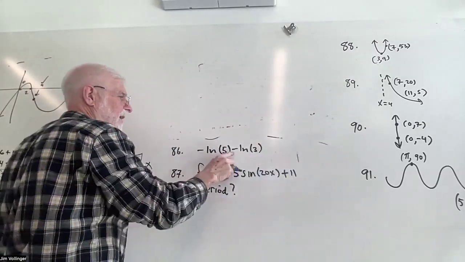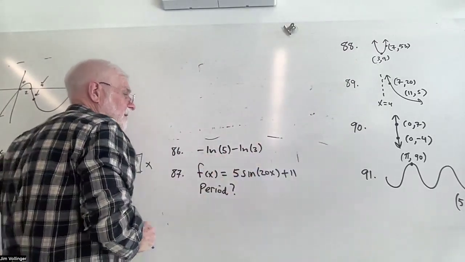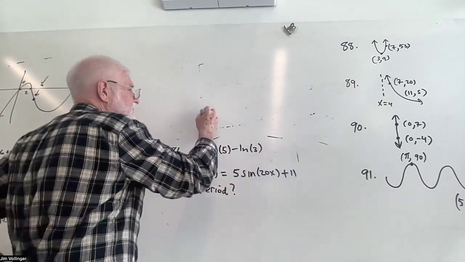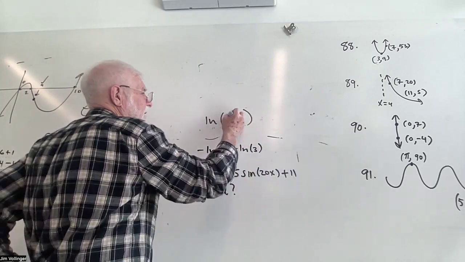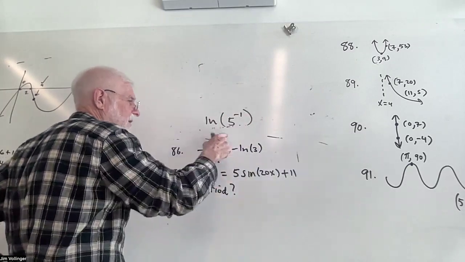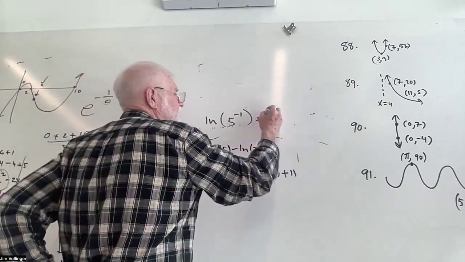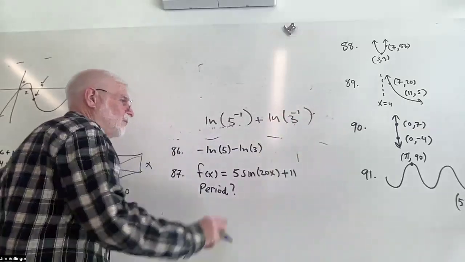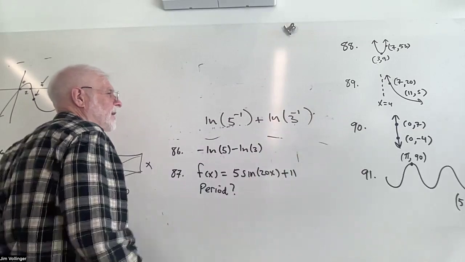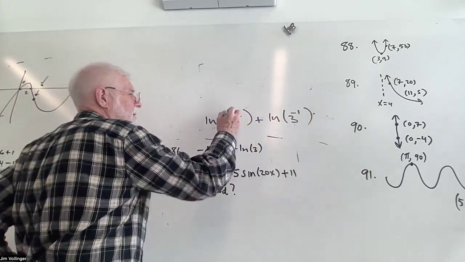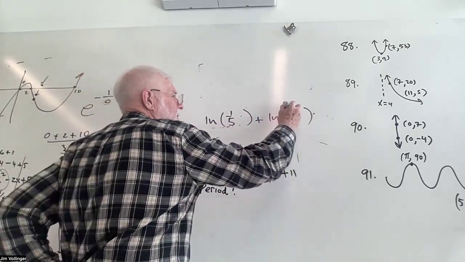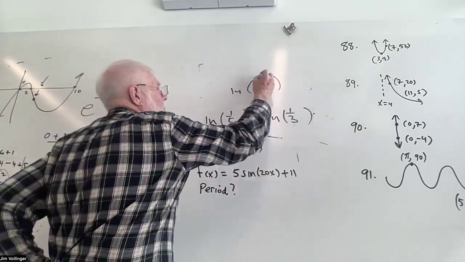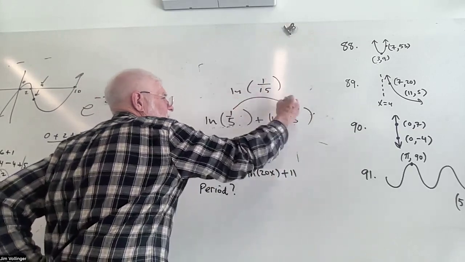Minus ln of 5 minus ln of 3. I've got subtraction, so my activity is going to be in the denominator. That's the same thing as the ln of 5 to the negative 1, plus the ln of 3 to the negative 1. I can bring that negative 1 there. I can move that minus sign. And so that gives me a 1/5 and a 1/3. And that's the same thing as the ln of 1 over 15. I can multiply those.